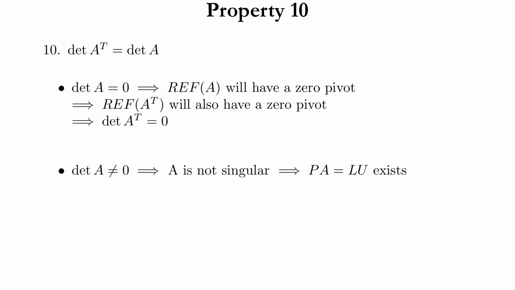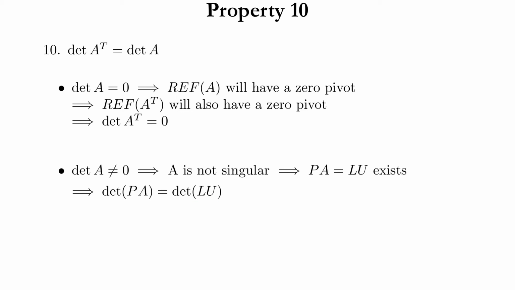Now let's consider the second case, when the determinant of A is not equal to 0. In this case, we know that A is not singular, meaning A is invertible, which means that the LU decomposition of A exists. So writing PA equals LU, we can compute the determinant of PA and set it equal to the determinant of LU.